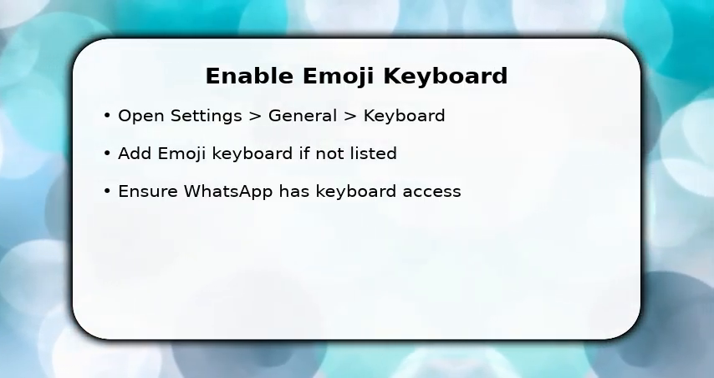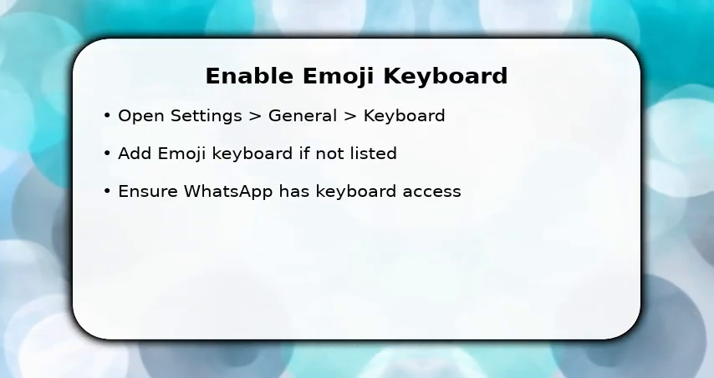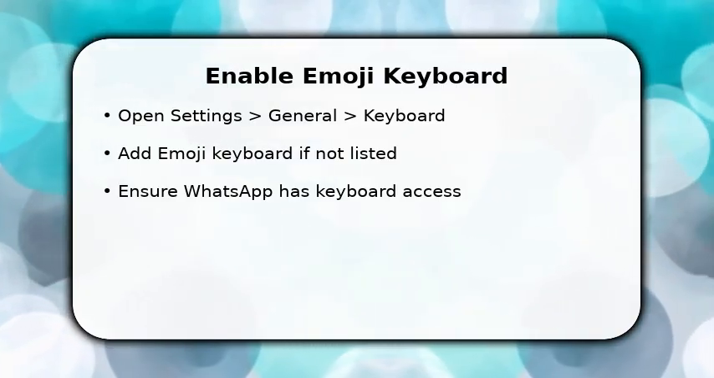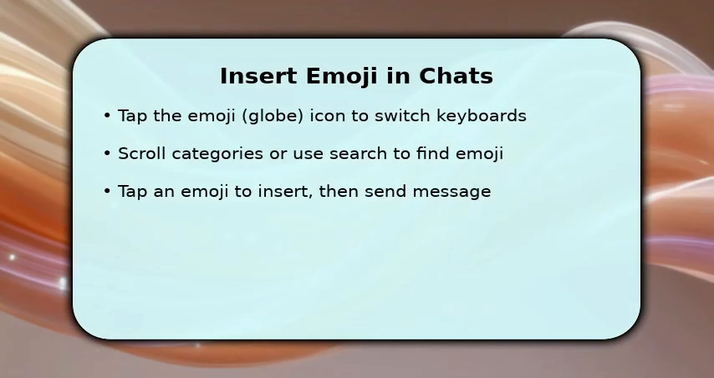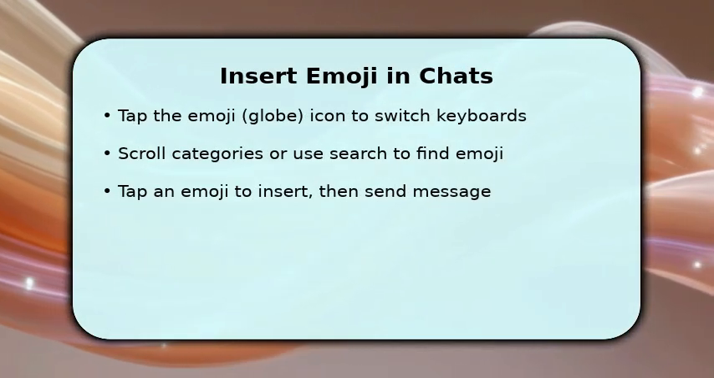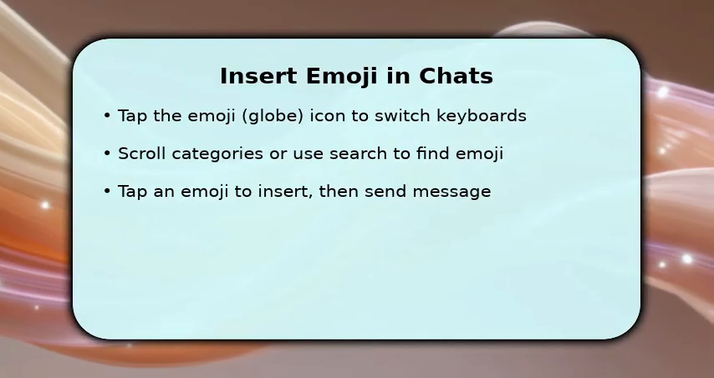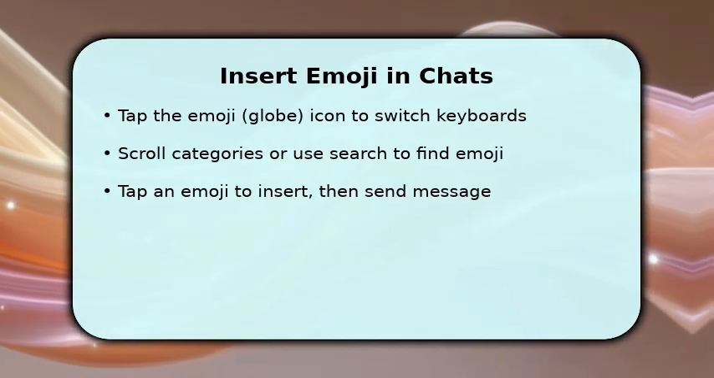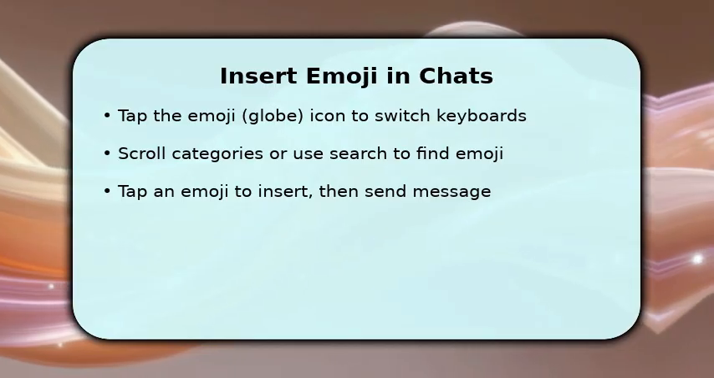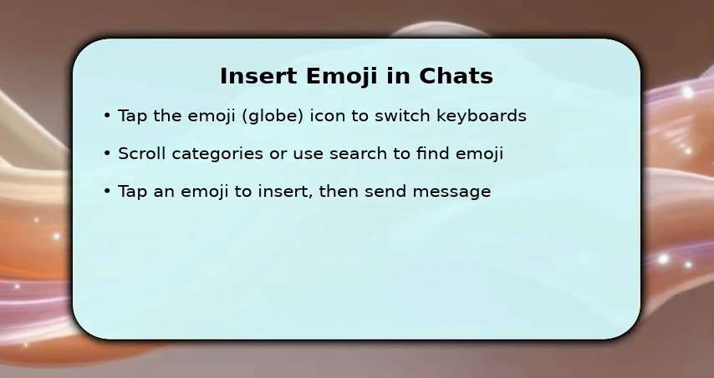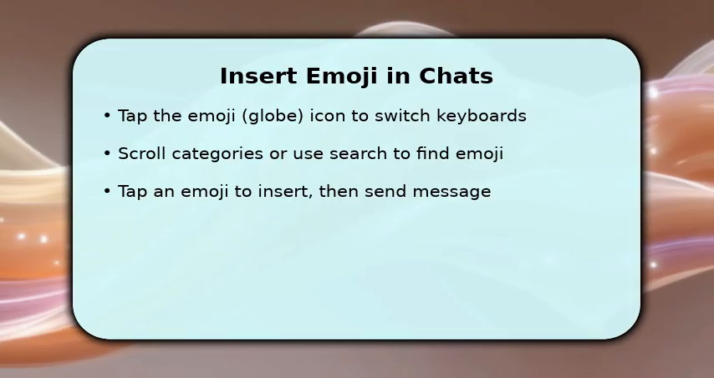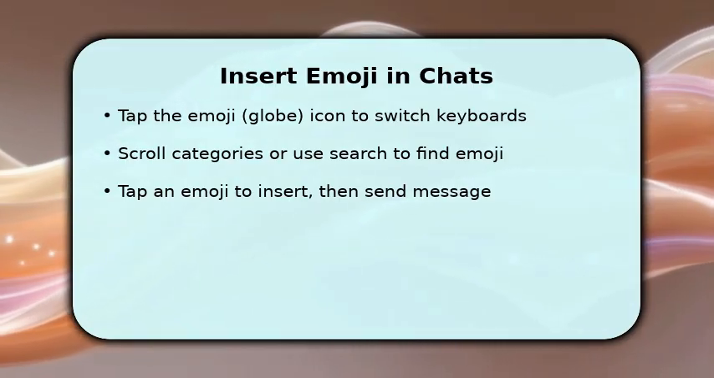This step grants the app permission to use the keyboard and prevents delays when switching to emoji. Now learn how to insert emoji smoothly in WhatsApp messages. Tap the globe or smiley icon to switch to the emoji keyboard. Once switched, browse categories or swipe to find the right emoji, or use the built-in search field where available. Tap any emoji to add it to your message input.